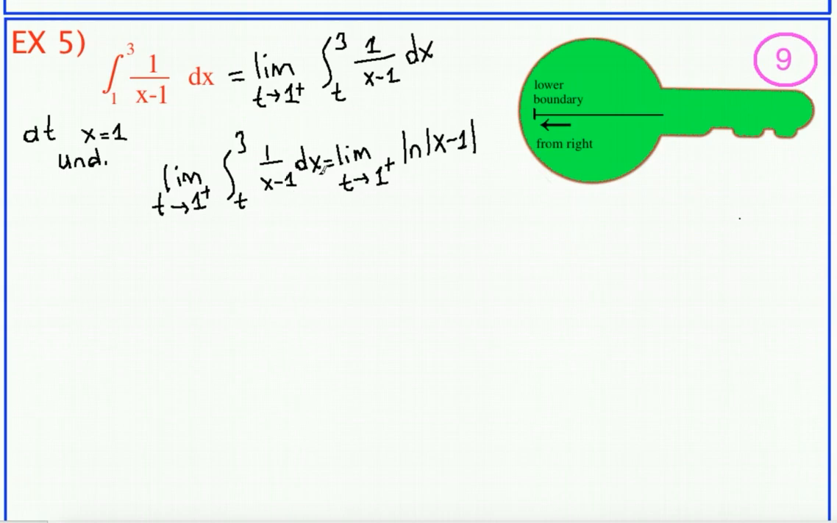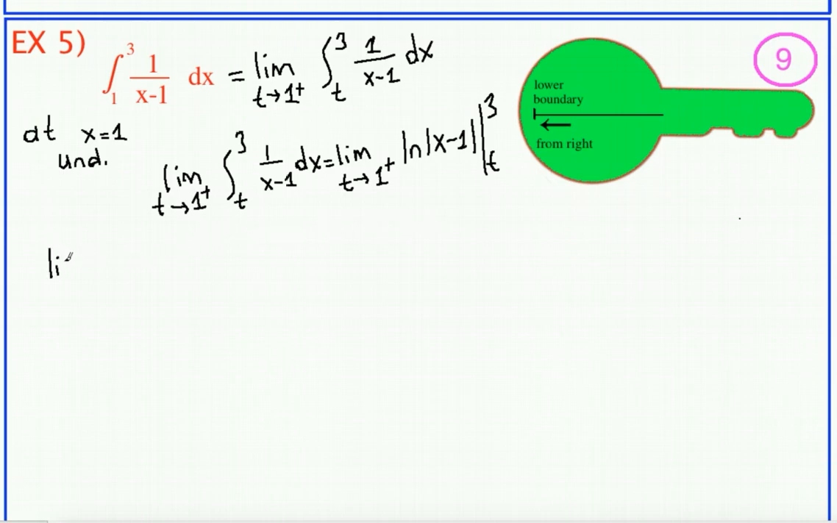Again, if you can't tell directly, you can use u substitution here, and your u will be x minus 1, your du will be dx, and your integral will be 1 over u, which is ln of u, and then when you bring u back, it's going to be ln of x minus 1, evaluated at t to 3. So we're going to plug it in our f of b minus f of a.